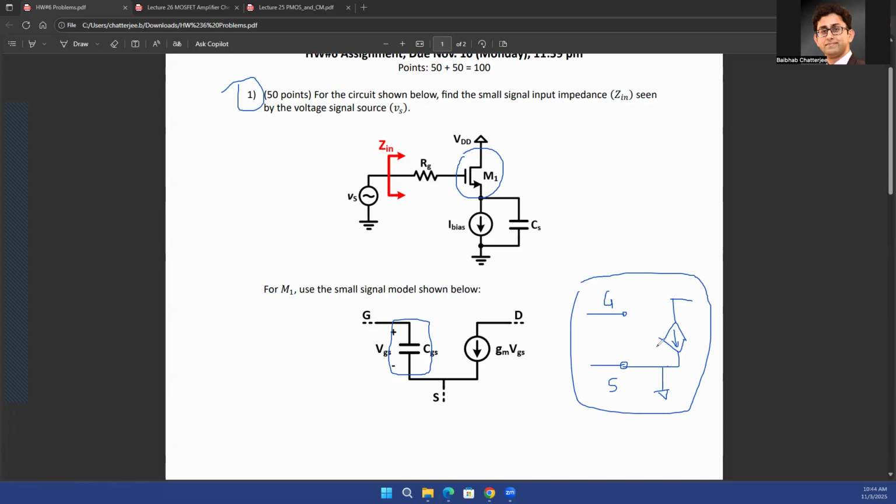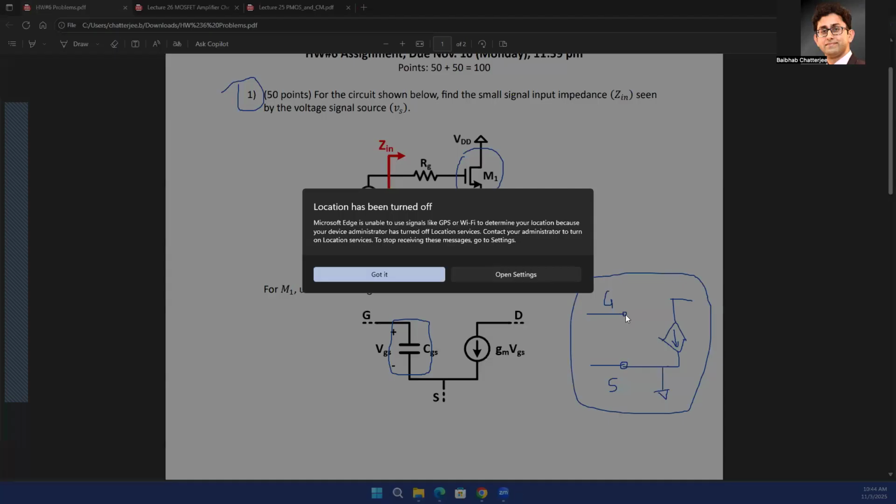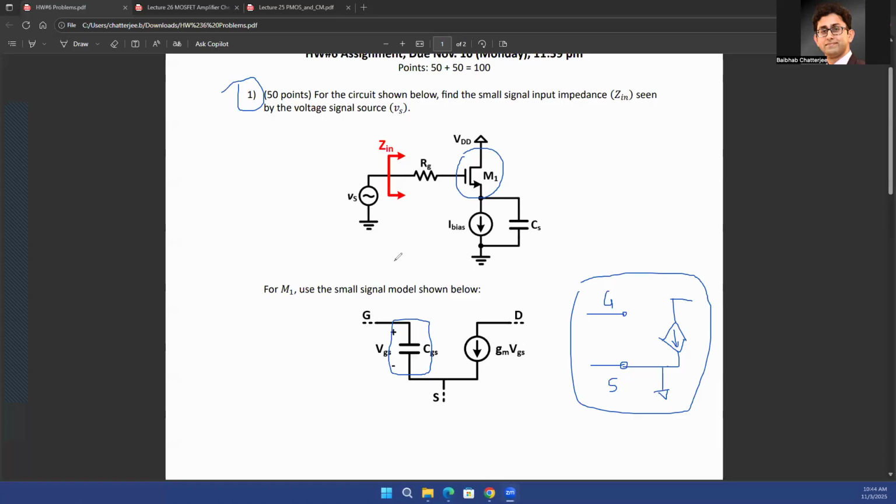And you have applied this particular small signal model to solve different kinds of problems. Now, for homework 6, the only difference is that you are being given a gate to source capacitance. Now, why is this important? We talked about this a little bit in the last lecture or the lecture before that: every terminal in a MOSFET will have some parasitic capacitance associated with it. So if I take this MOSFET over here, there would be a parasitic capacitance between the gate and the source terminal.